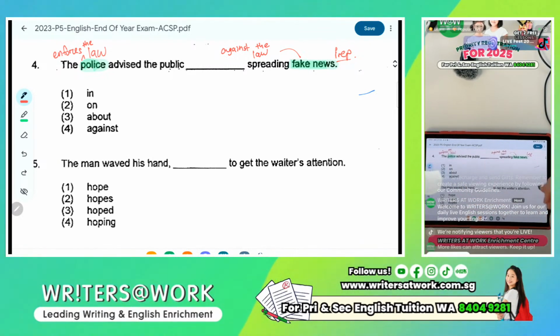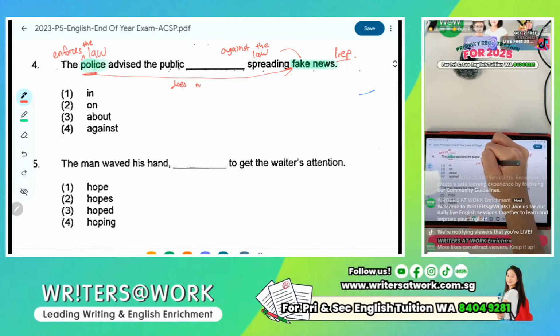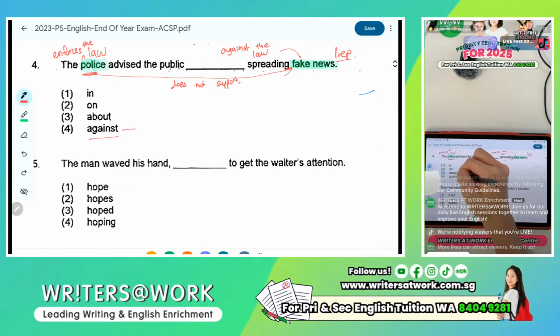So if we look at these keywords, we need to have a preposition that shows that the police does not support this. Okay, and just as a student said, number 4, we will use the word against because this shows that you are opposed to something. Yes, correct, Huang Hua.